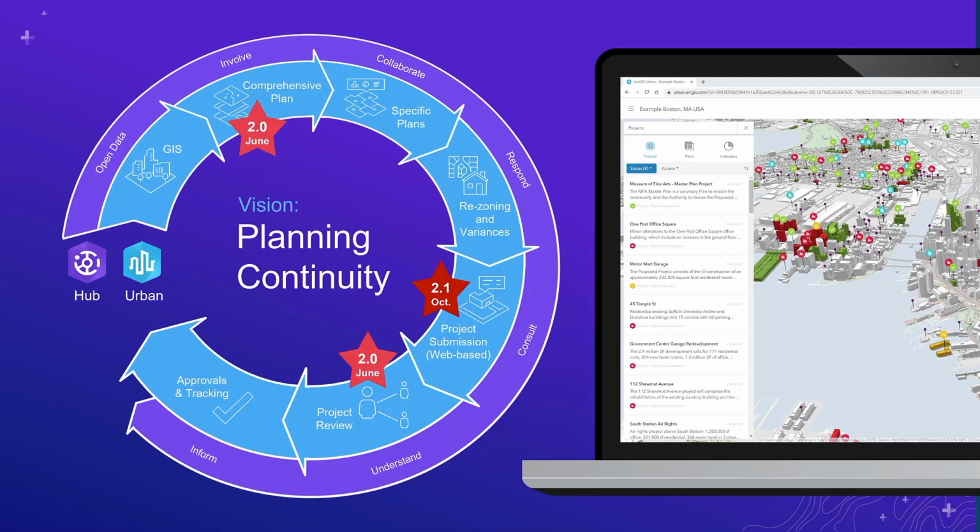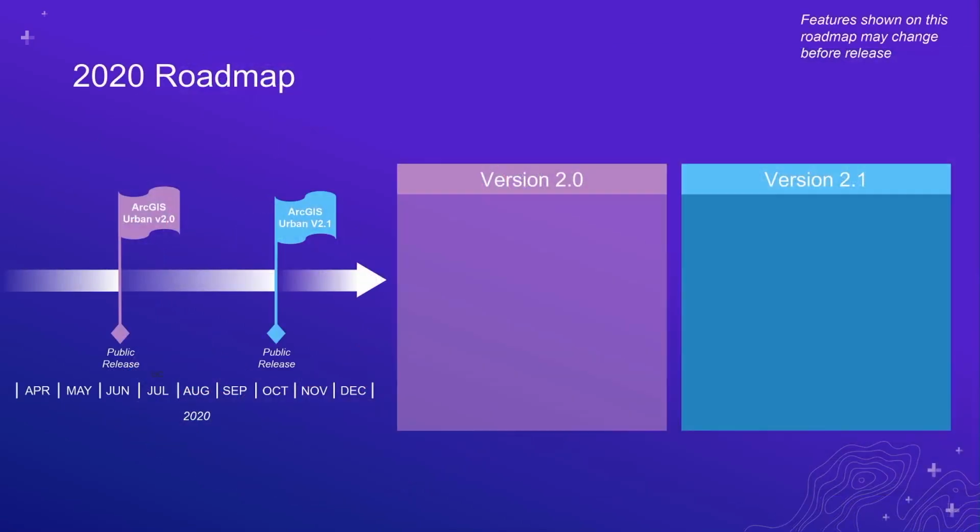So really for the next year of 2020, we're going to be focusing on three things. One is comprehensive planning. The second one is project submission. So that's the external submission from architecture, engineering, construction companies with 3D models, or from developers of 3D models into the city. And this collaboration and project review process that we're going through, and in all these cases, trying to build and bring Hub and Urban closer together.